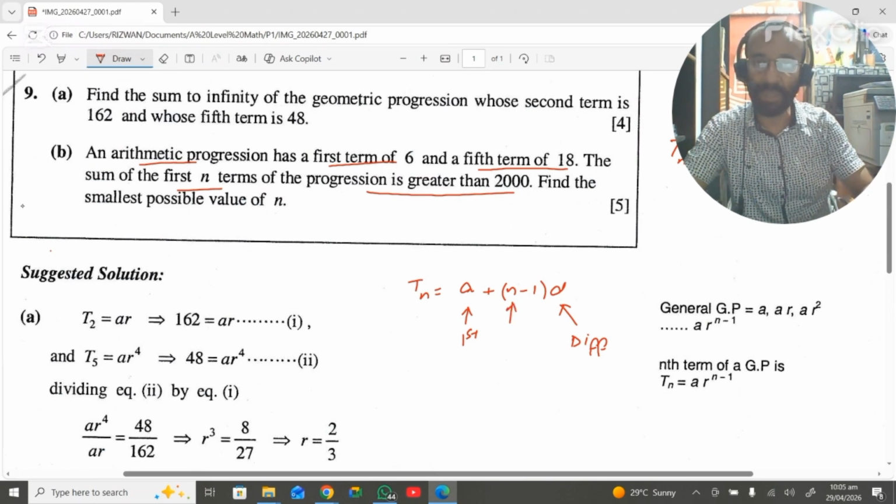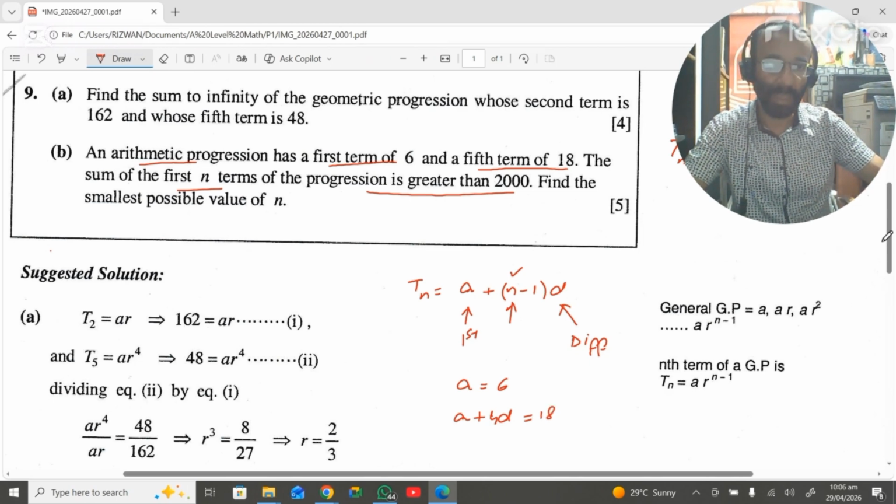So if the first term is given, that is 6, we will put 1 in place of the n, so 1 minus 1 will be 0. So the first term will be a, which means a is given 6. And for the fifth term, when we put 5 in place of the n, it becomes 5 minus 1, 4, so a plus 4d will be the fifth term, and the fifth term is given 18.